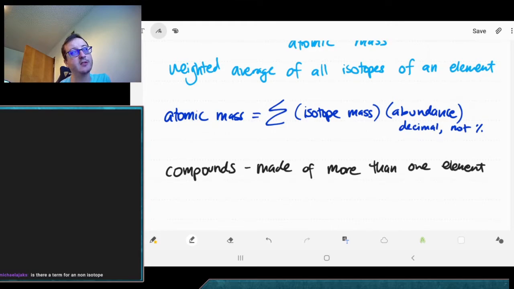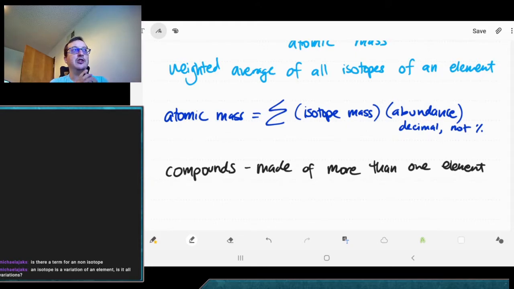So isotopes are just words we would use to compare different, same element but different number of neutrons. So isotope is always kind of just used as a term to compare one specific atom with another. So everything is an isotope. Okay, that's what I thought.